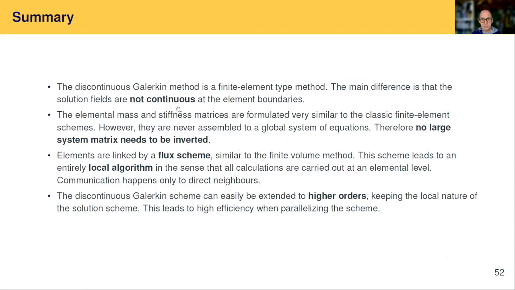Okay, so that wraps up the DG method. So it's not continuous at the element boundaries. There are no large global system matrices that need to be inverted. You need a flux scheme. It's a local algorithm. And here you can go to higher orders more easily, although to some extent you still have the problem with the CFL criterion. The scheme that's used in SeisSol is called ADER, and ADER stands for arbitrarily high order discontinuous Galerkin method.